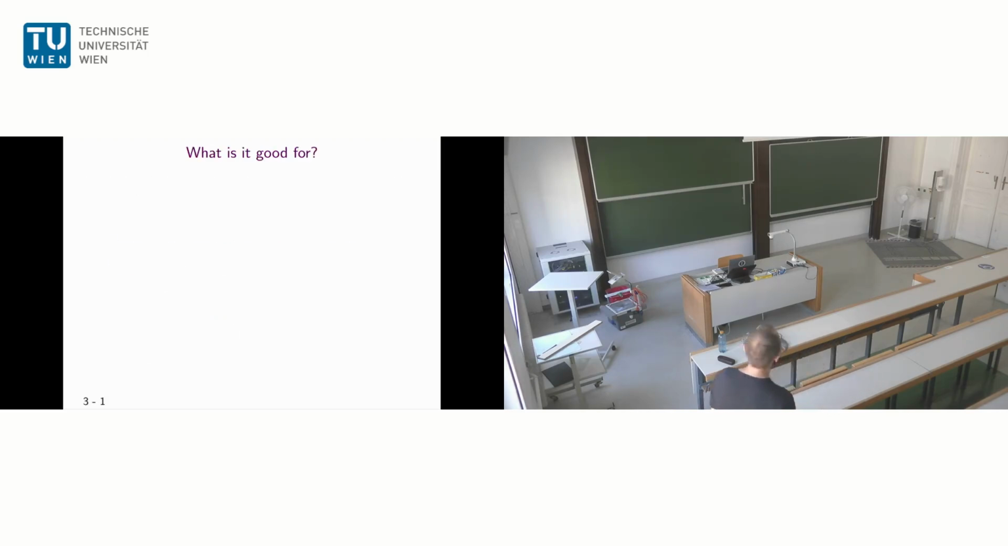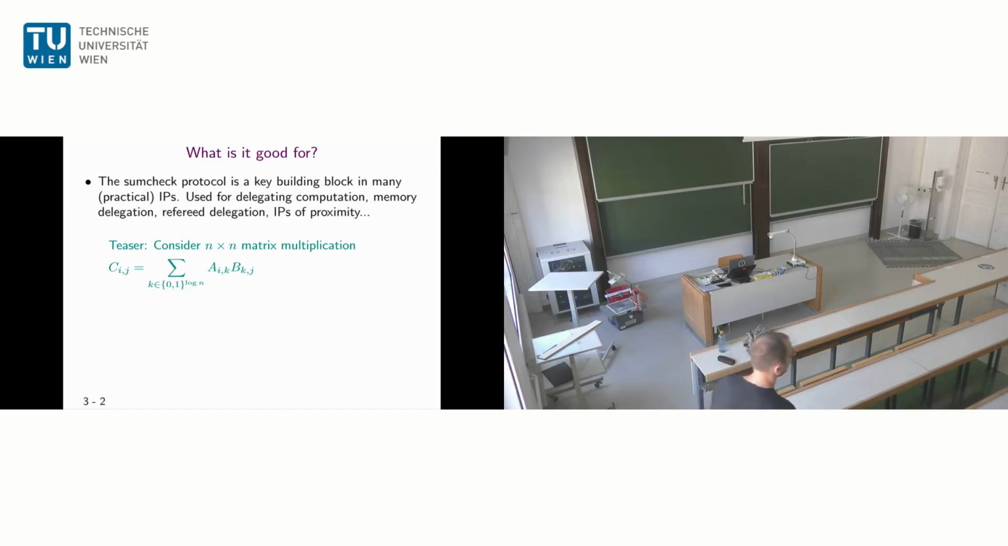Okay, what is it good for? The Sumcheck protocol is all over the place now, and it's getting more and more known. It's a key building block in interactive proofs, in practically used interactive proofs, not just theoretical ones. You're going to see why. It's also used for delegation of computation, memory delegation, referee delegation, though I have to be honest, I don't know what that is. And IPs of proximity. In error correction codes, Reed-Solomon codes can benefit from this technique, or make use of it. I prove to you some stuff about code words, and error correction code is everywhere.